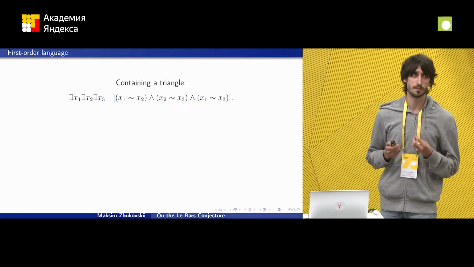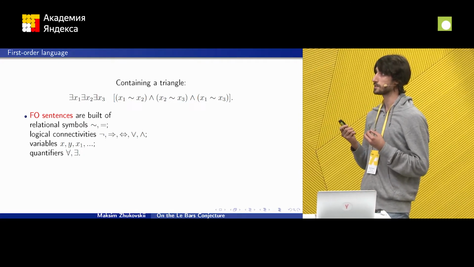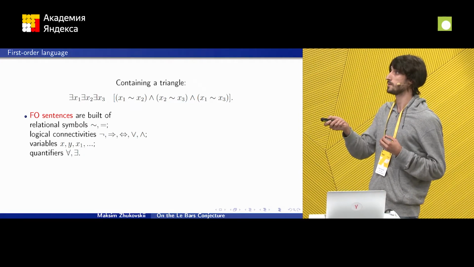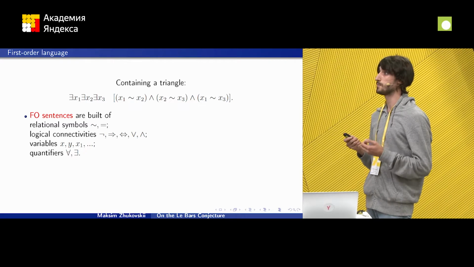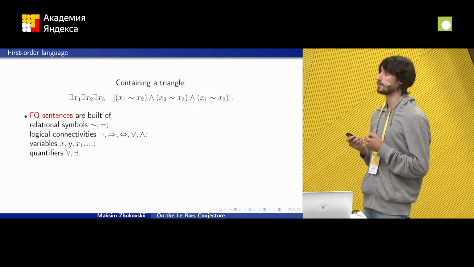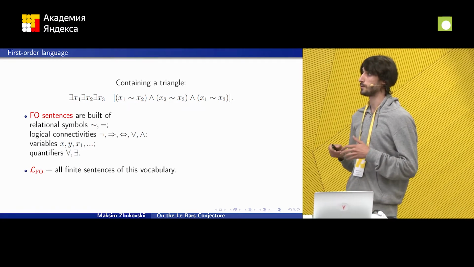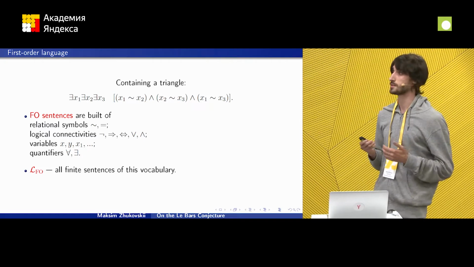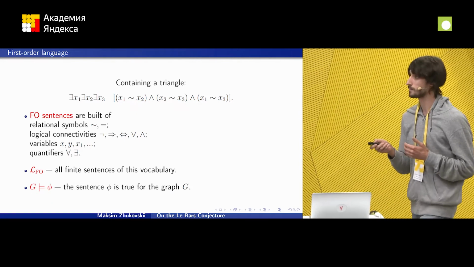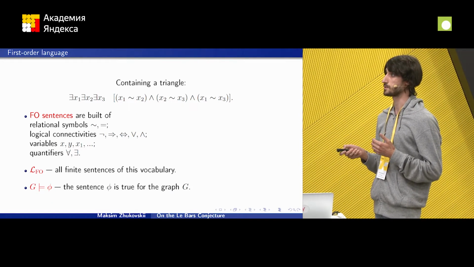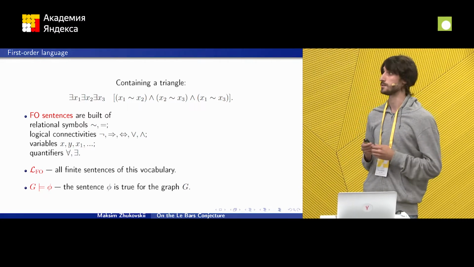So how can we construct properties using first-order language? We can do it using these symbols, relational symbols, so these two symbols. The first one is for the adjacency, and the second one is for equality. Logical connectives, variables which express vertices of a graph, and quantifiers. And I will denote the set of all such finite sentences in this way. And when I want to say that a sentence is true for the graph, then I will write it in this way. So it is a common way of writing such things in model theory.